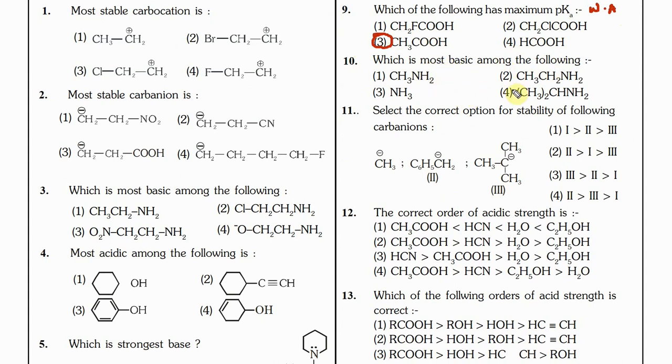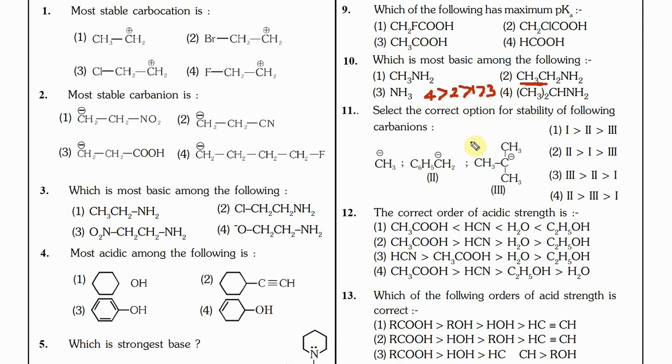Which is most basic among the following? So easiest is to find the basic one. I know that alkylamines are stronger than ammonia, which is stronger than arylamines. Okay, so alkylamines are stronger than ammonia. All of them are alkylamines. Among alkylamines, for methyl, we know that the order is 3 degree, 1 degree, 2 degree. So 2 degree is strongest. Right. So here we can write the order itself. It's going to be 4 greater than, this is a strong plus I, 2 greater than 1 greater than 3.